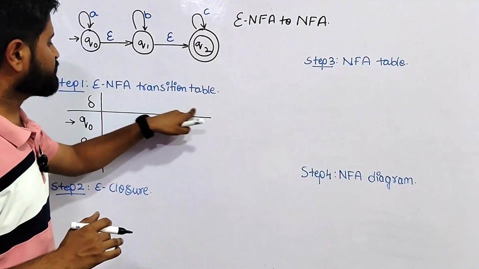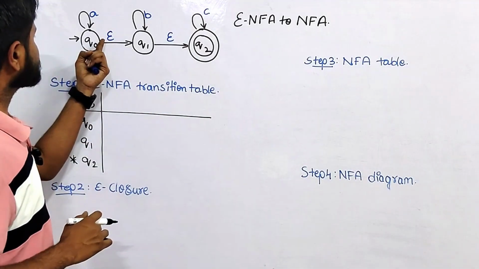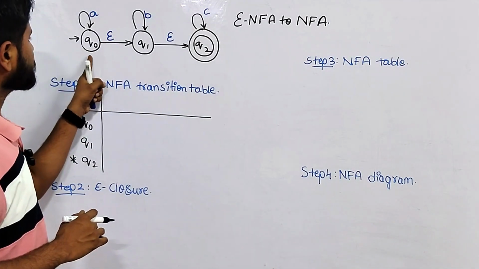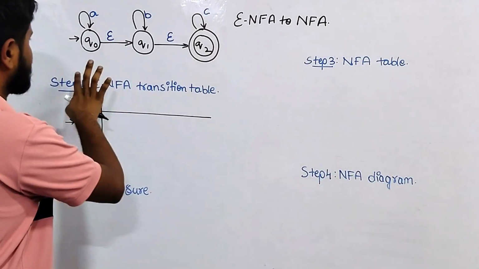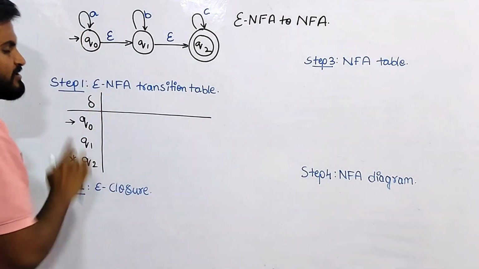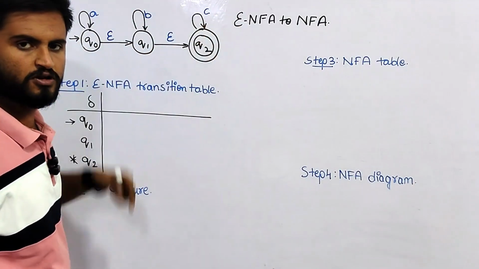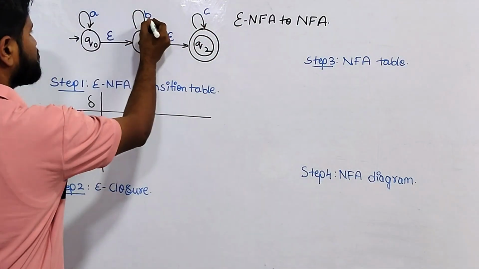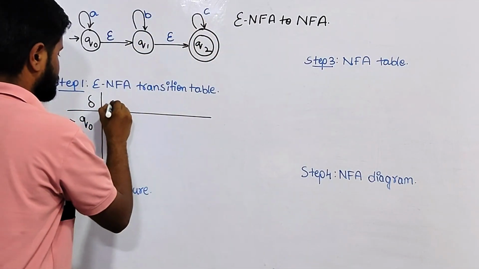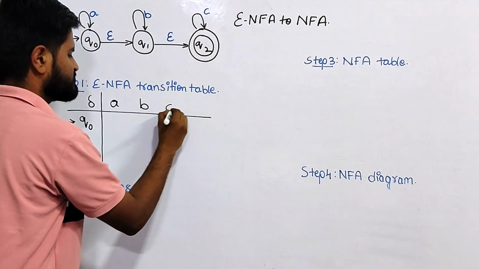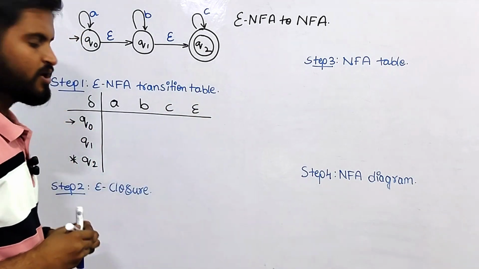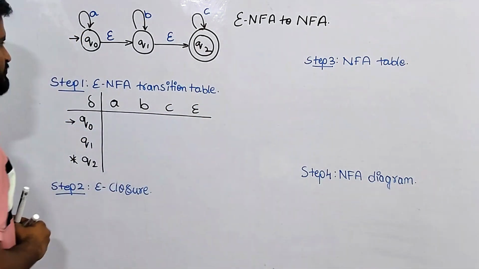Now, let's write the input string here. That is, the strings which are being used to move from one state to another. That is, the transition will be done using the input strings. So here epsilon is used, so it is called as the epsilon NFA. So A, B, C and epsilon. Now let's write the table values.